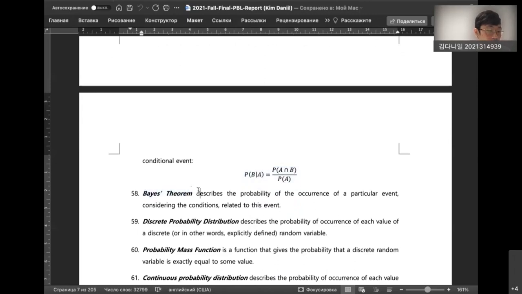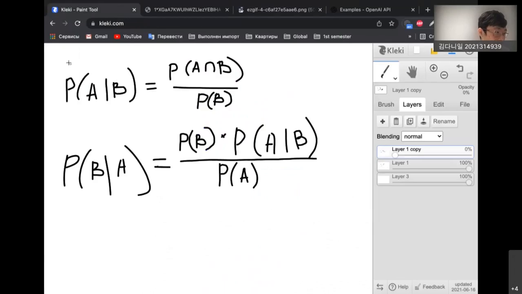Then we got to learn the Bayes theorem, which basically describes a probability that's almost the same as the conditional probability. However, what it says is that it can show us the probability of event A happening if event B happens. So basically it changes the order. And it's easily proven, let me show you. Here we can say this is the conditional probability, the formula of conditional probability. And at the bottom is the formula of the Bayes theorem.